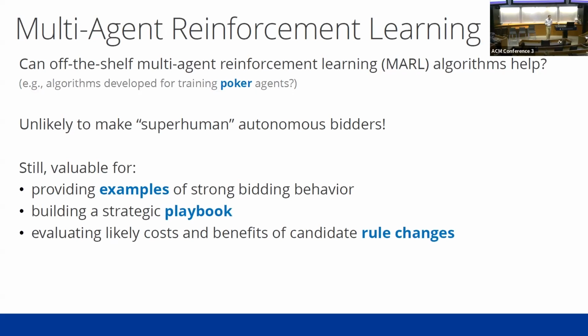Of course, I'm not saying that these Fortune 500 companies should use an autonomous superhuman bidder. Of course, nobody's going to risk the future of their company on this kind of bidder. But even if they don't, this sort of trained example of strong bidding behavior can be a useful way for bidders to build a strategic playbook to understand what kinds of situations they might run into in these auctions, and for a designer to evaluate the likely costs and benefits of a change to the auction rules.